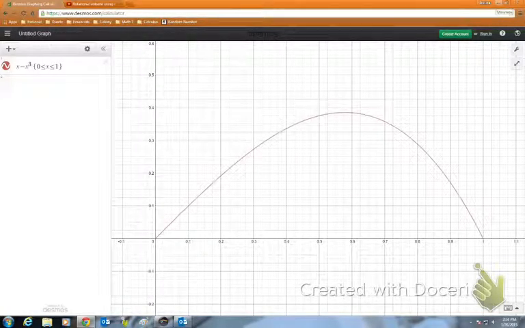So let's do the actual work for it. Let me put up some whiteboard space. Actually, let's use paper.